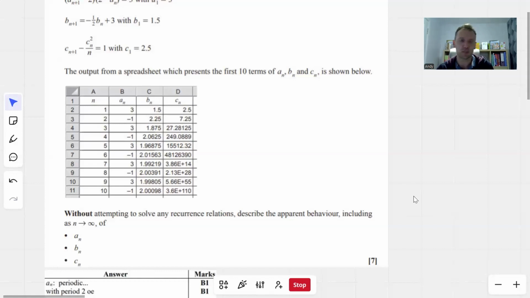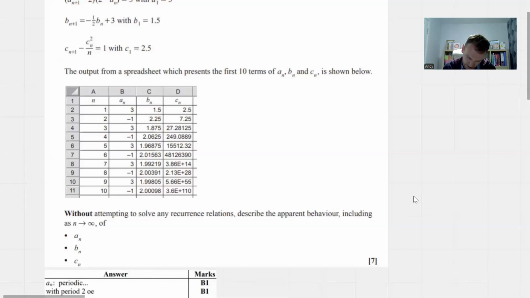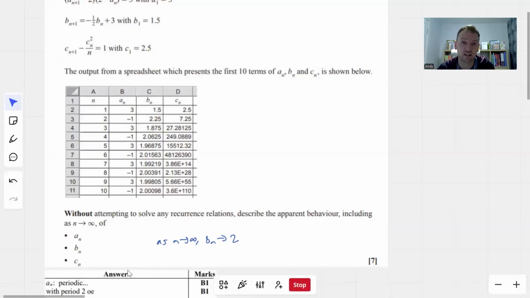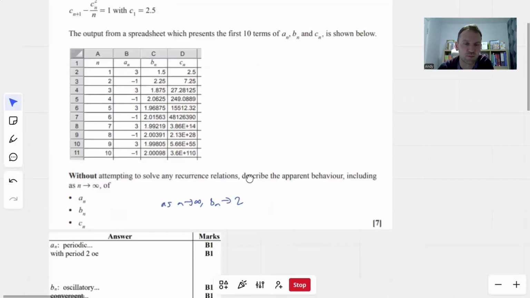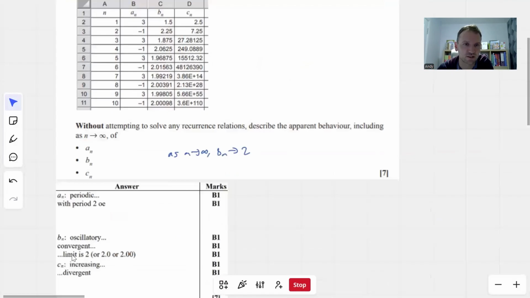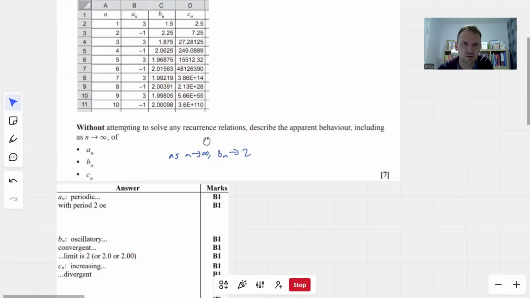So some people here wrote something like, as n tends to infinity, bn tends to 2. I think that should be completely legitimate and fine. Another way of phrasing that, and the way it says in the mark scheme, is to say that the limit is 2 as n tends to infinity. So that's another way of stating that here. So this is what the mark scheme is looking like. We wanted you to say it's oscillating, convergent, and has a limit of 2.